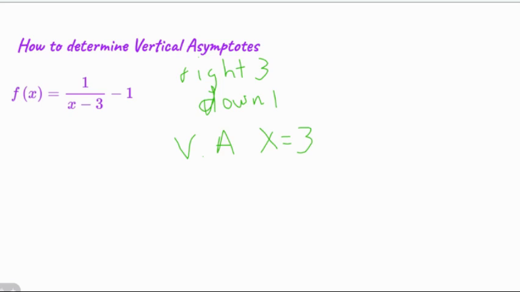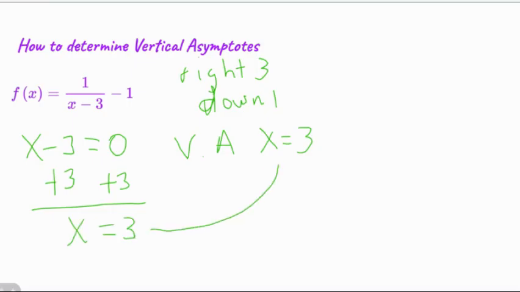Well, vertical asymptotes occur whenever the denominator is equal to 0. And so there's an algebraic method we can use right away. We're going to take our denominator and set it equal to 0. And this is very trivial in this case to solve. So we take x and we add 3 and we get x equals 3. And lo and behold, we got the same thing.